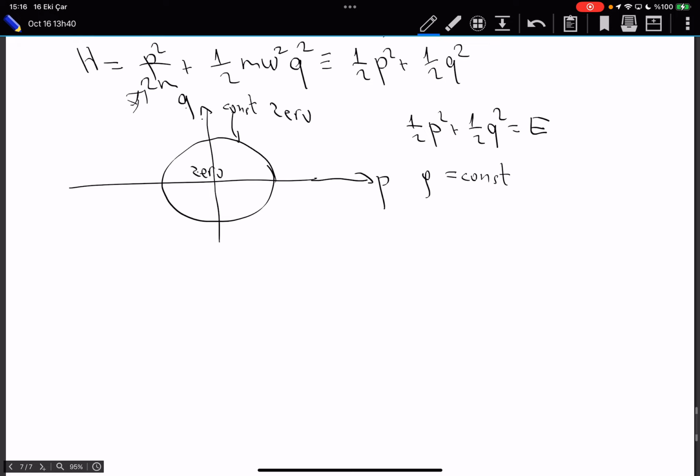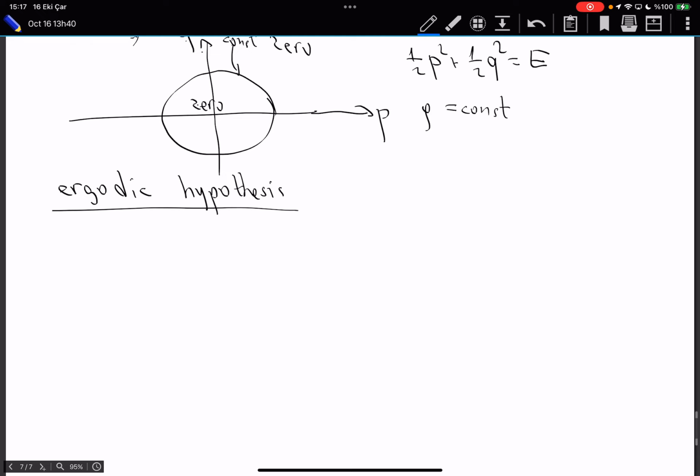Now, before continuing with the harmonic oscillator, let me also talk about the ergodic hypothesis. Yes, I said that the density in phase space is constant. But let me look at a different problem, not just a simple harmonic oscillator, but an oscillator with double minima. This is the potential. Let's look at such a potential.